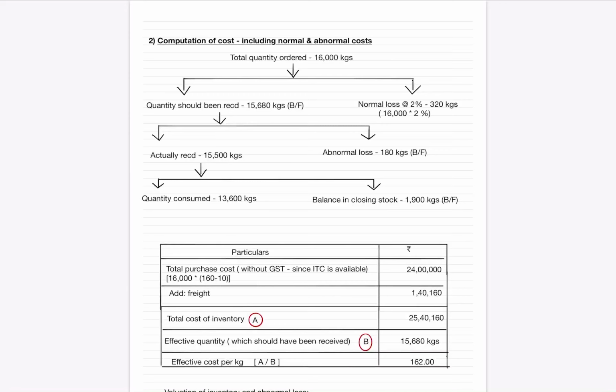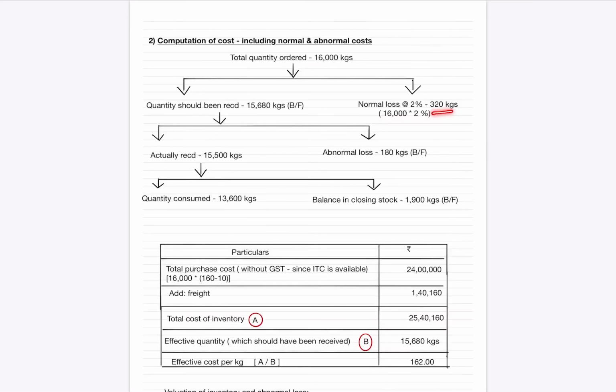So first we need to find the quantities information pertaining to the above question at different stages. So, the total quantity ordered by the concern is 16,000 kgs. The quantity which should have been received after normal loss at 2%. So, the normal loss at 2% is 16,000 into 2%, that comes to 320 kgs. So, balance should have been received after normal loss should be 15,680 kgs, which is the balancing figure.